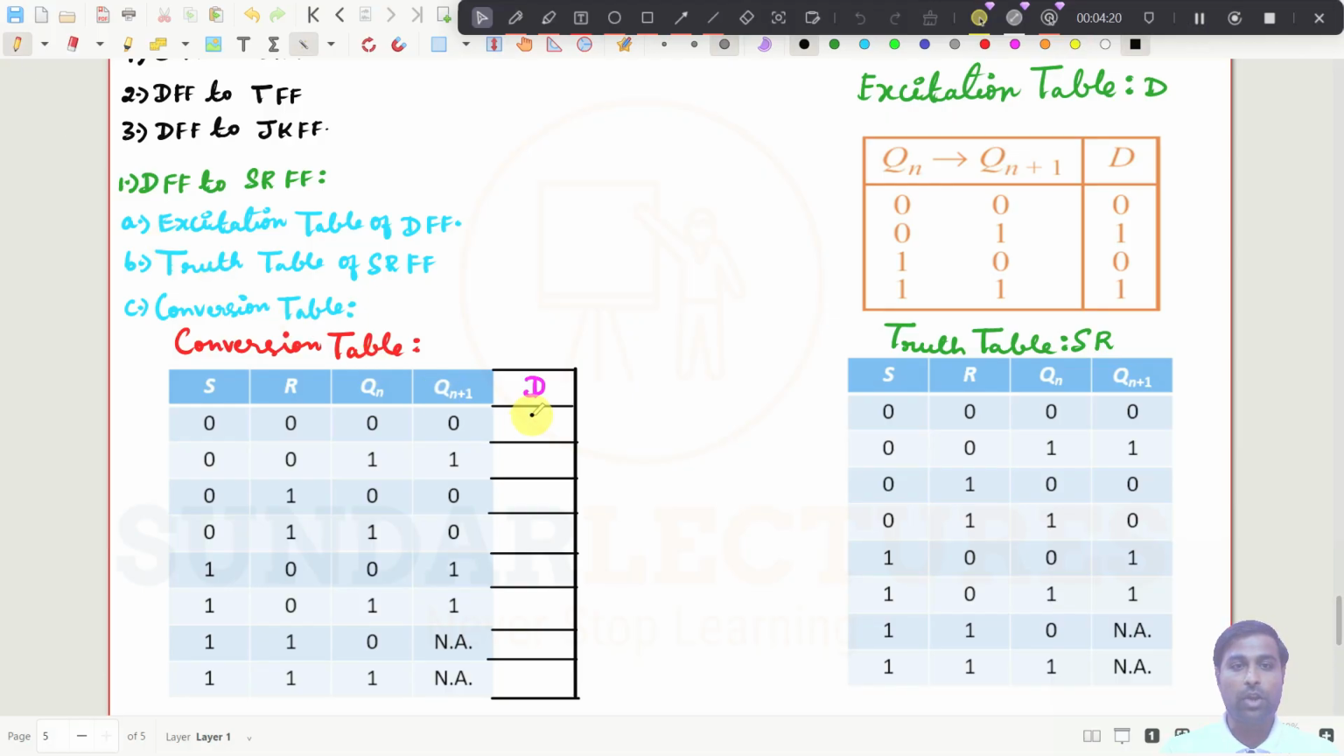So what we are going to do now, you see here, we have one exception here. That means in SR flip-flop you cannot apply 1 1, right?